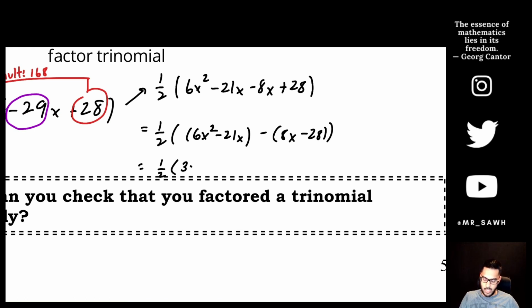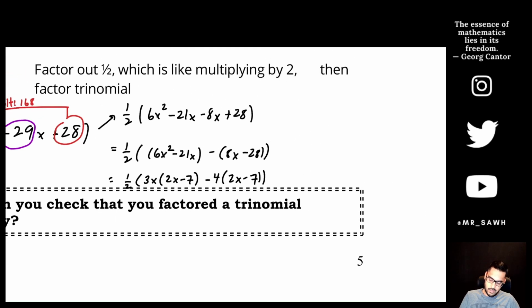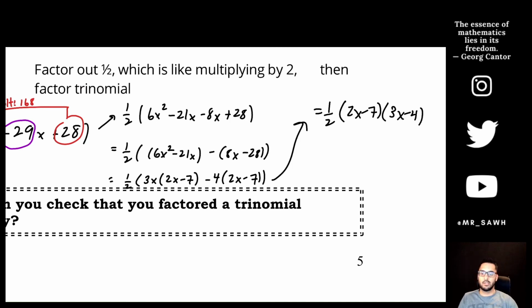So let's say go to 3x there. So that's 2x minus 7. Take out a 4 from the other one, and again you've got a 2x minus 7. So I've got my brackets the same again, so this is good. So fully factored form, 1/2 is a factor, 2x minus 7 is a factor, and 3x minus 4 is your last one. Okay, so there you go.